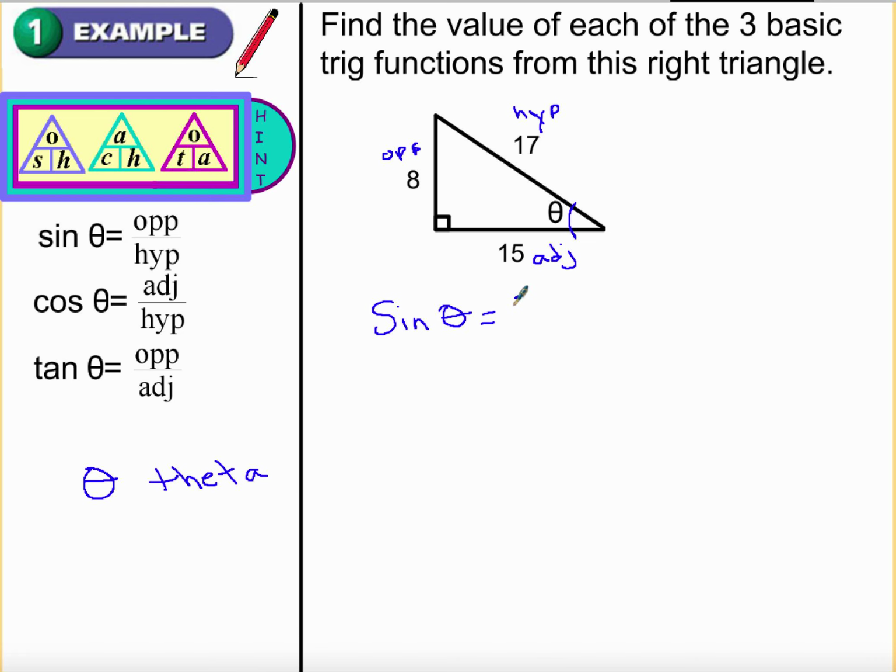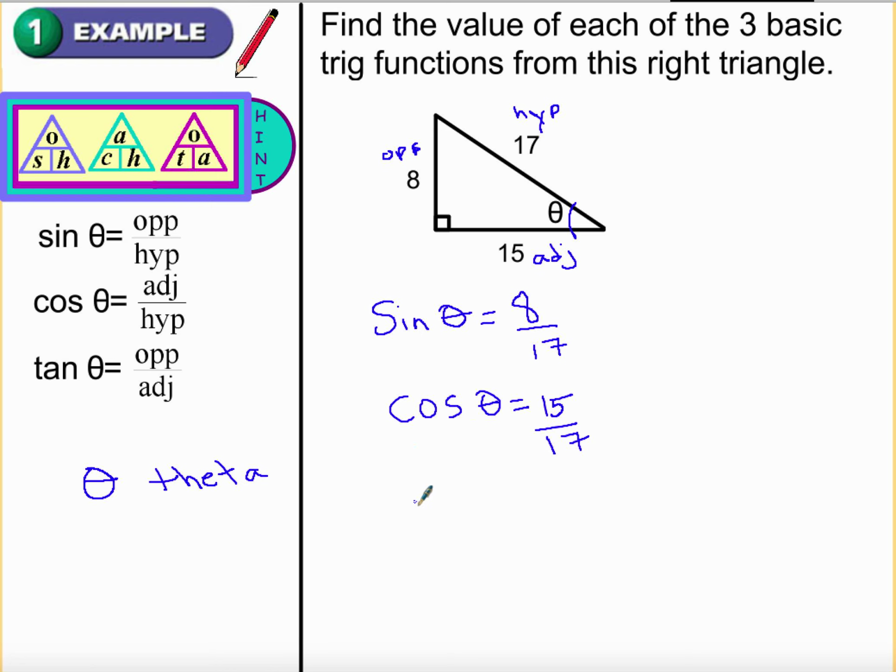So that's going to be 8 divided by 17, since our opposite side was 8 and the hypotenuse side was 17. Now we can calculate the cosine of angle theta. Cosine is the adjacent divided by the hypotenuse. So just find my adjacent side. That length was 15. We didn't have any units on this problem. And the hypotenuse is 17.